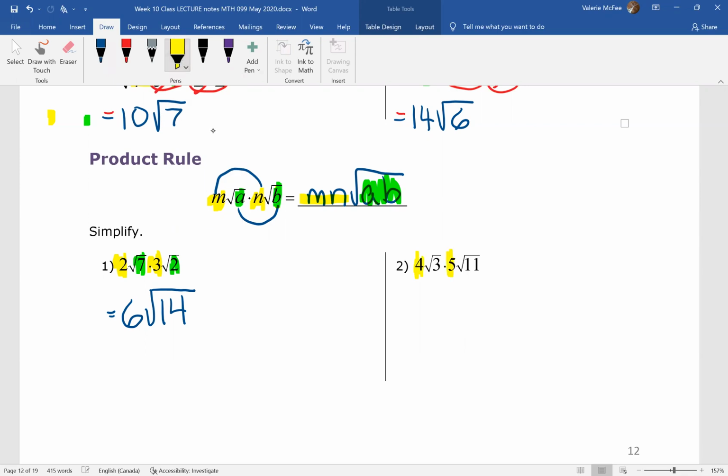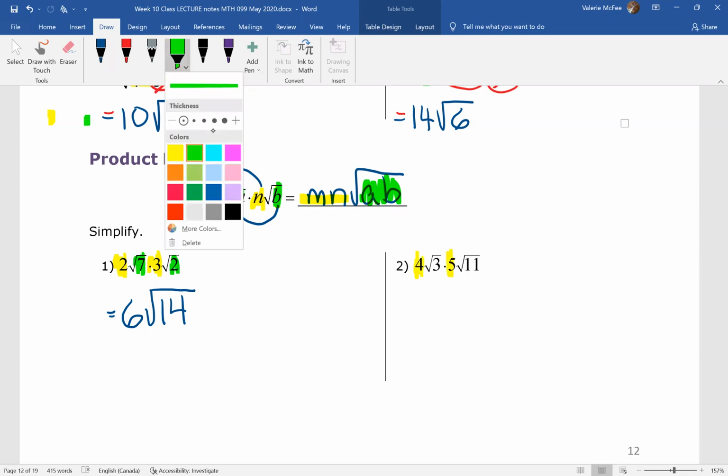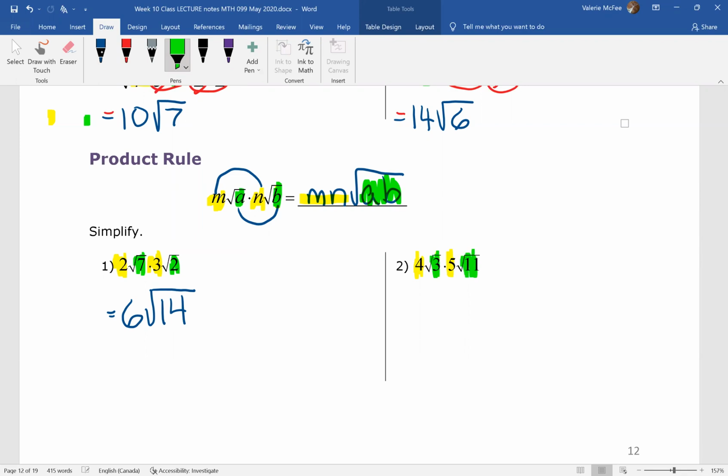We have numbers outside the radical sign. We have numbers inside the radical sign. 4 times 5 is 20. Root 3 times root 11, root 33. And again, those were both prime numbers. We can't simplify them any further.